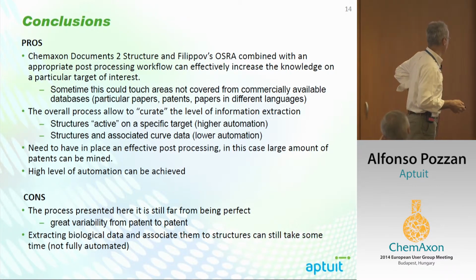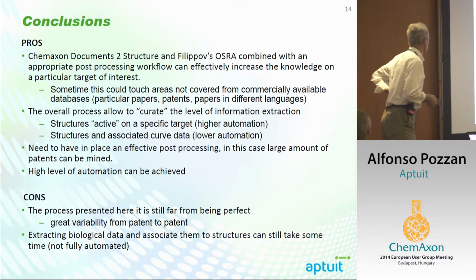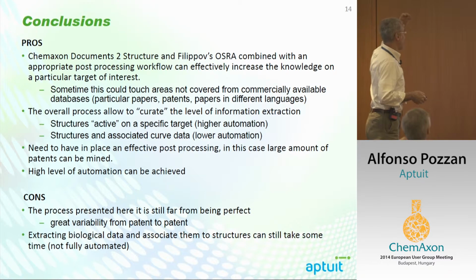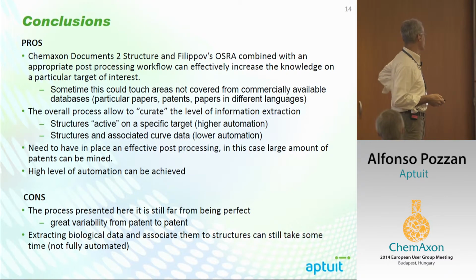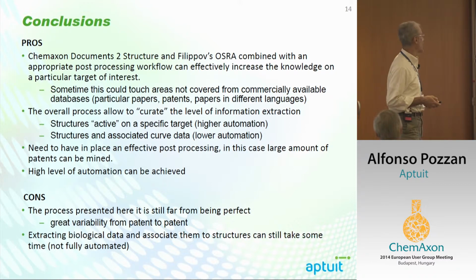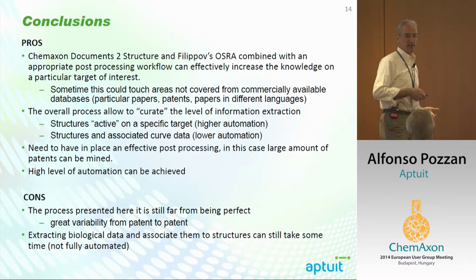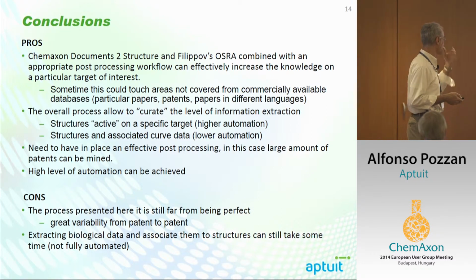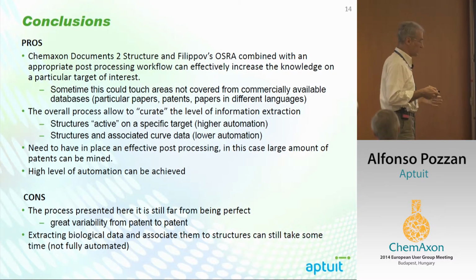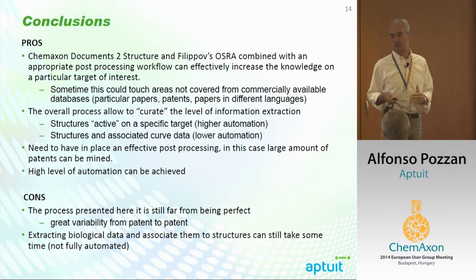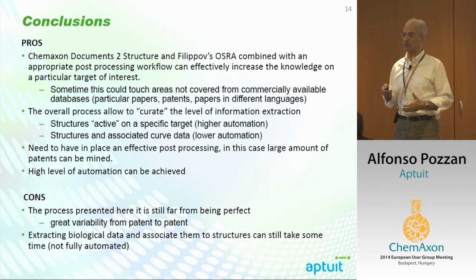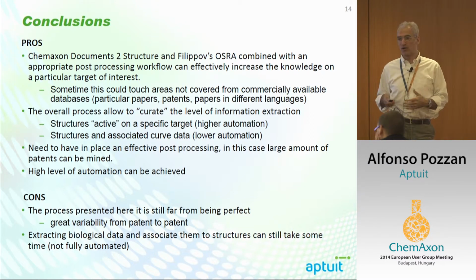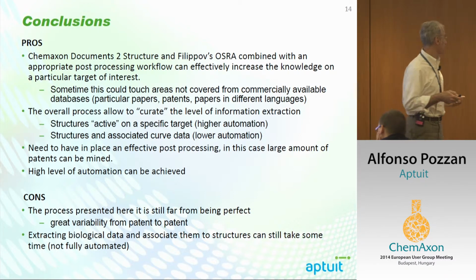So, just to come to the conclusion, the combination of ChemAxon Document to Structure and Igor's OSRA seems to be an appropriate, manageable process that allows us to extract information from documents and in particular from patents. And this allows us to extract information that is not yet accessible in databases like ChEMBL or even commercially available databases.